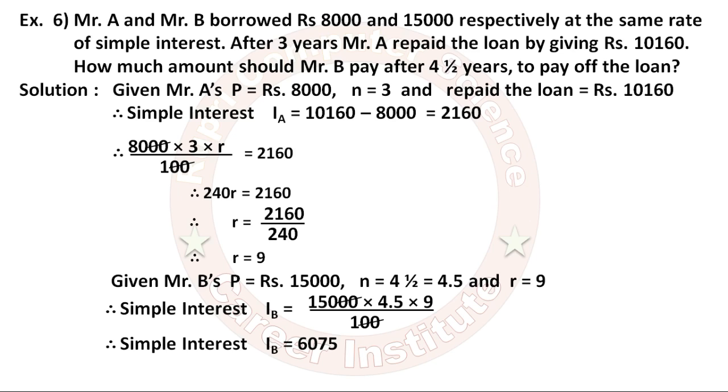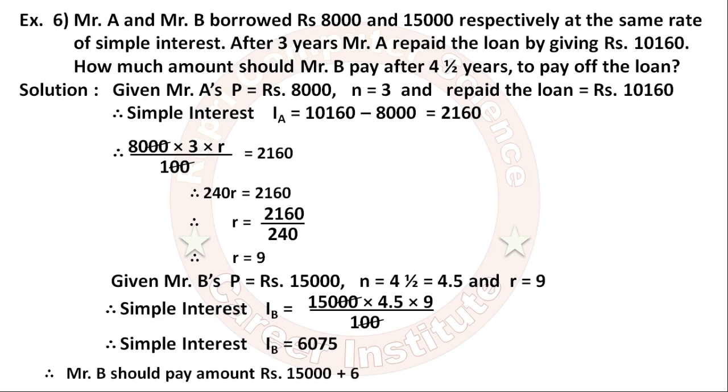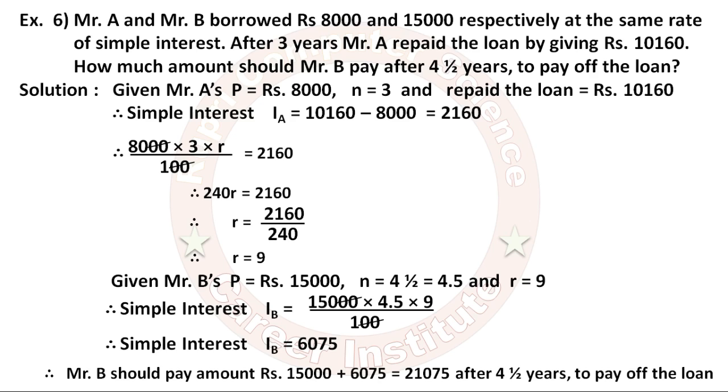Now we calculate the total amount Mr. B should pay off, right? Therefore, Mr. B should pay the amount rupees 15,000 plus 6,075 is equal to 21,075 after 4.5 years to pay off the loan. This is our last answer. Today is enough now.